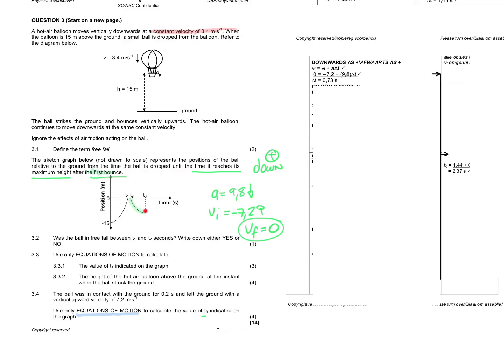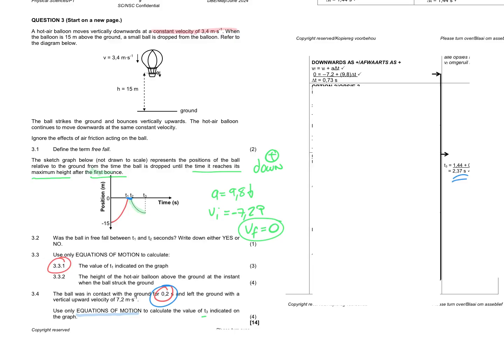So for this green piece, these 3 numbers apply. So I use these 3 numbers to work out the time. I work out the time that it takes for this little green bit. Then I add the answer from this one, because that's the red bit, and I add this time here, because that is, let me just color it in a different color, that little blue bit, because they told you it was on the ground for that time. So the red plus the blue plus the green together makes 2.37 seconds. And that's how you get those 4 marks.